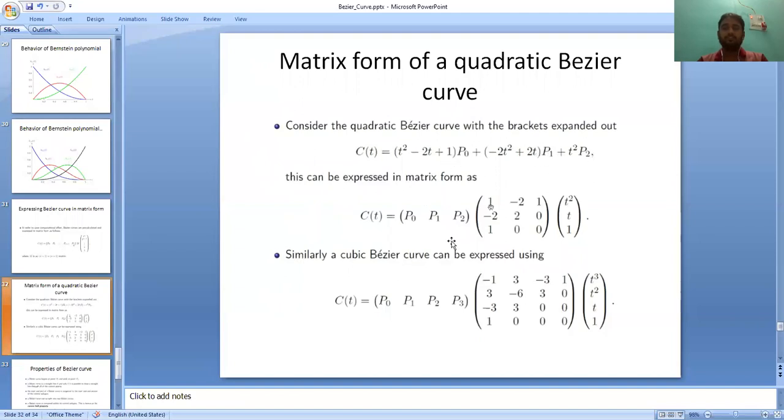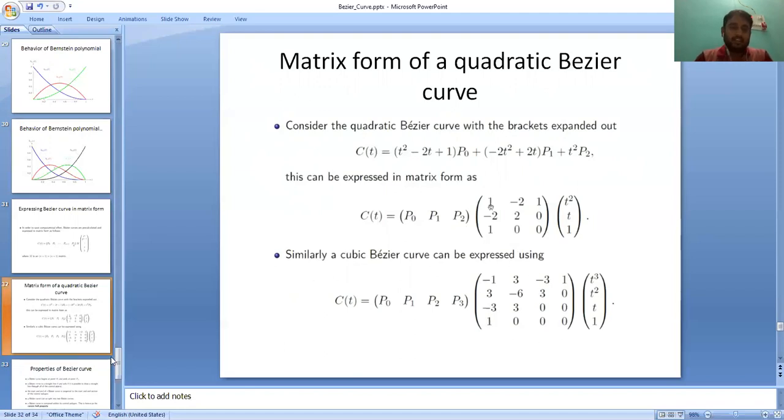So P0, P1 and P2 will be written here. And when we see here that t squared has 1, minus 2 and 1, this is the first row; minus 2, 2 and 0, this is the second row; and 1, 0 and 0, this is the third row. This is the expression of the Bezier curve in the form of a matrix.